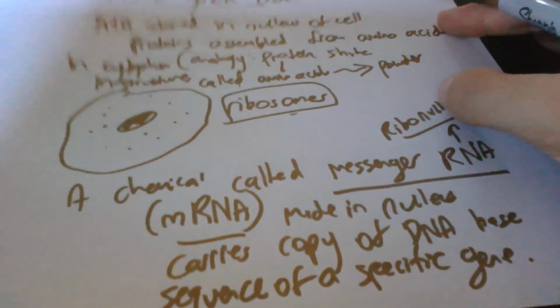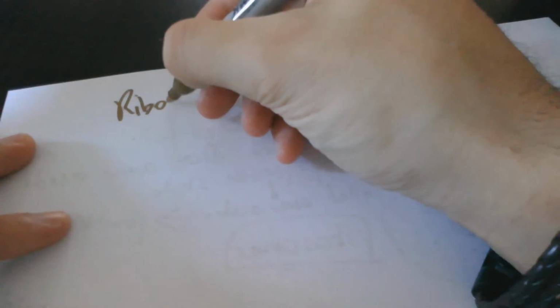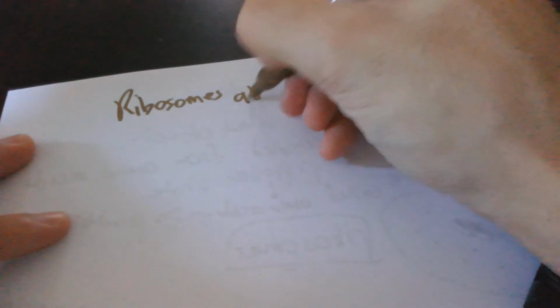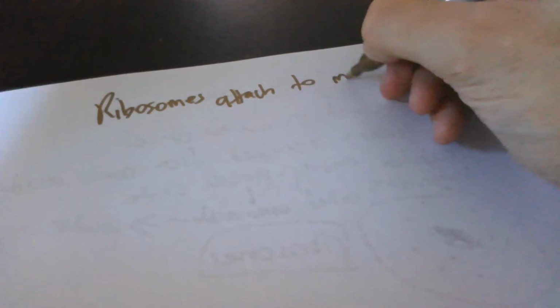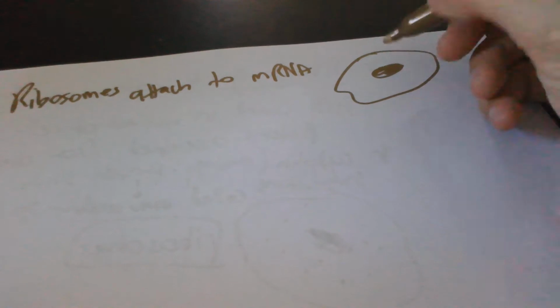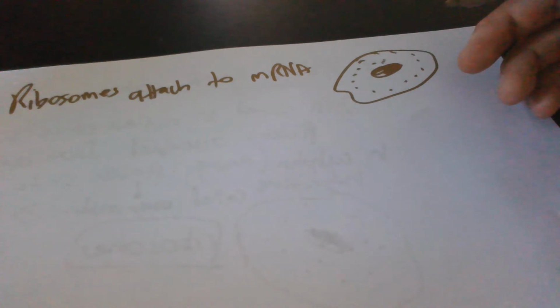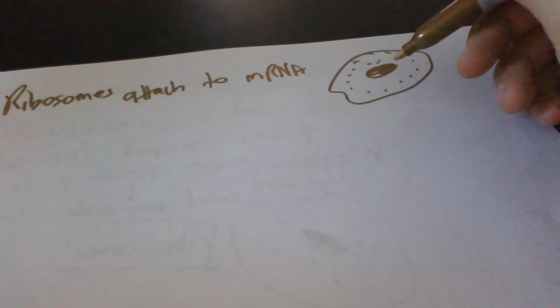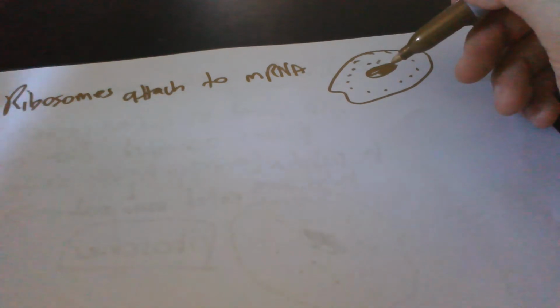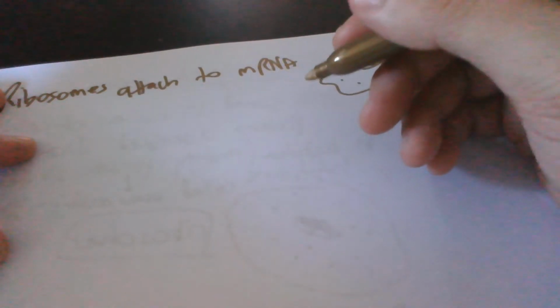Right, let's move on. Now, ribosomes, and I'll draw an illustration later on to break this down. The ribosomes then attach to the mRNA. Remember, so let me draw the cell again. We've got a cell, we've got a nucleus, you have the cytoplasm, and you've got the ribosomes, right? So they attach to the mRNA that comes out of the nucleus. And the instructions are used to assemble amino acids into protein.